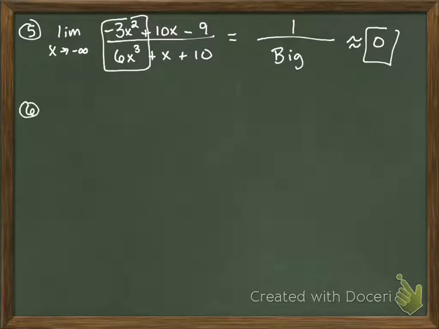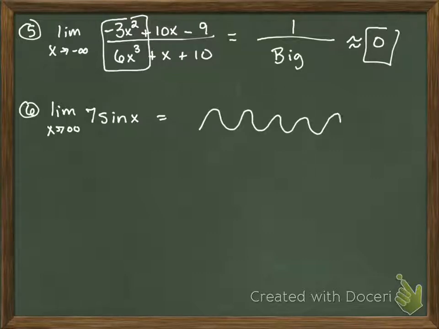Okay, number 6. All right, let's look at this one. The limit as x approaches infinity of 7 times the sine of x. Okay, so the sine graph goes like this, correct? As I approach infinity, do I approach one value? No. So this is D and E.